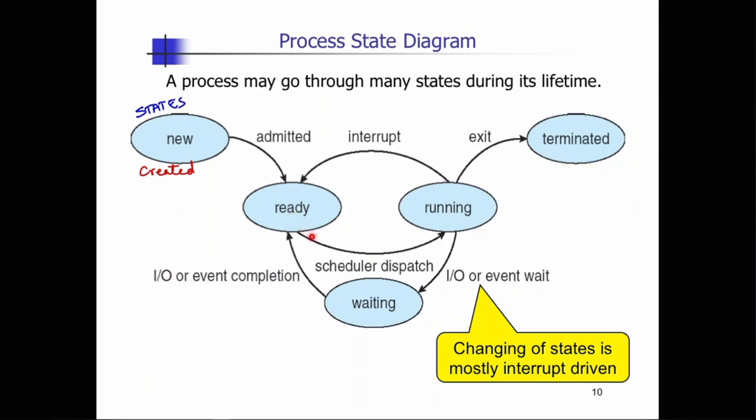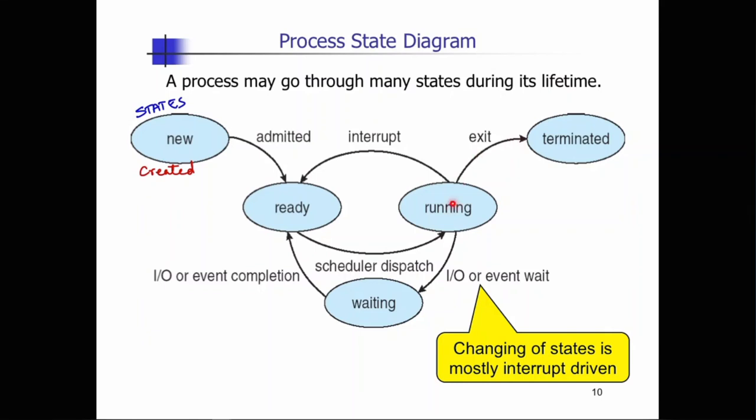Then the scheduler dispatches it to another state, which is the running state, in which it has obtained a processor. It is right now currently executing instructions in that particular process. So a scheduler dispatcher is responsible to assign a processor to that particular process. Once it is done, it is in the running state. And from the running state, several things can happen.